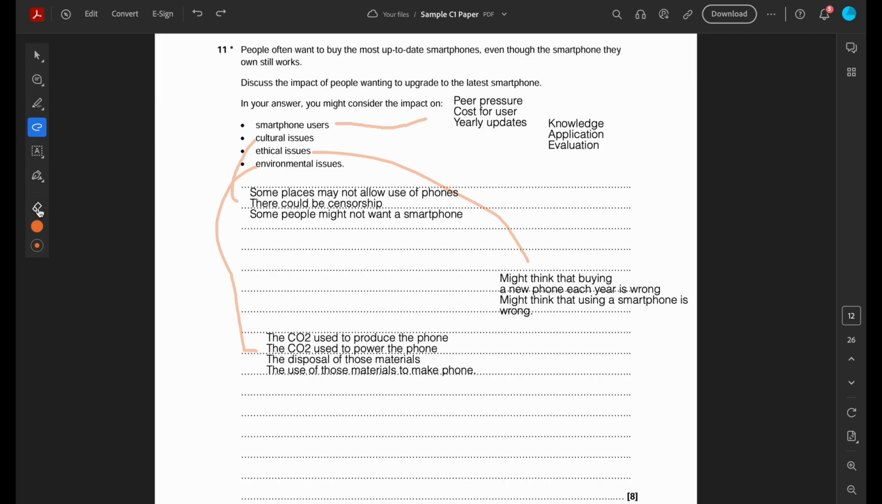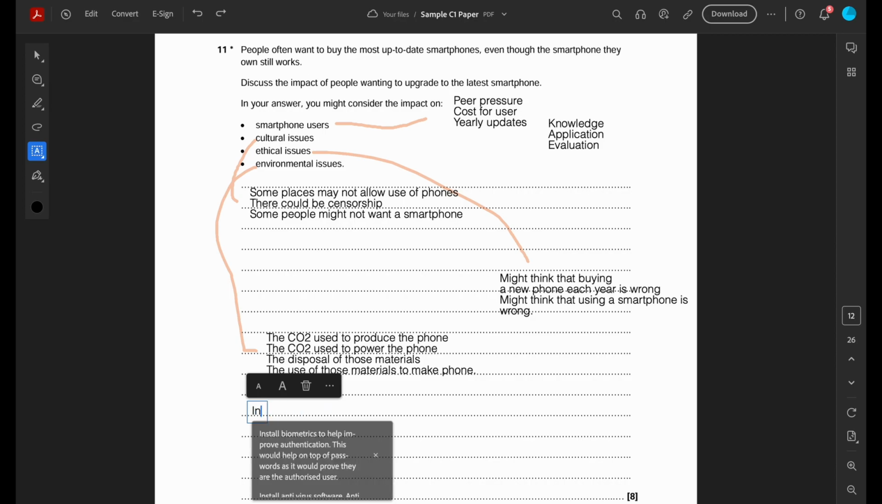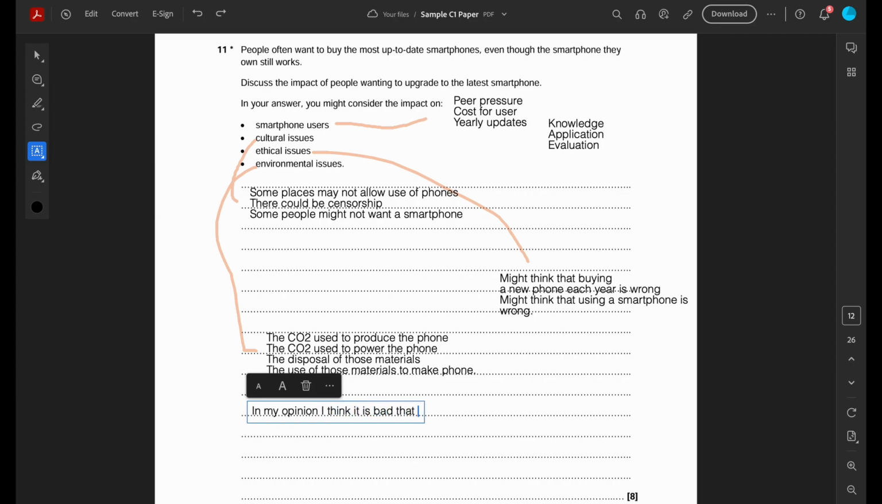And I must have an evaluation, yeah? In my opinion, I think it is bad that people always buy the latest smartphone. And I need to write why, yeah? There's no real right or wrong answer, but the exam board's going to look for a top mark, so it's out of 8, so you're probably talking 6 to 8.